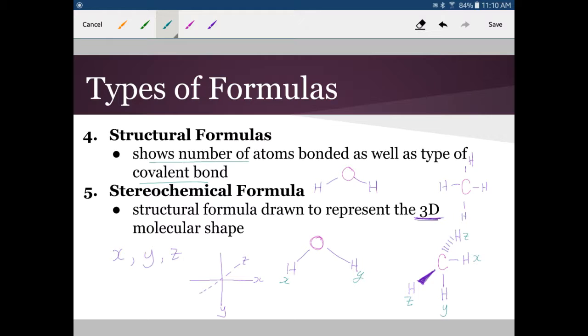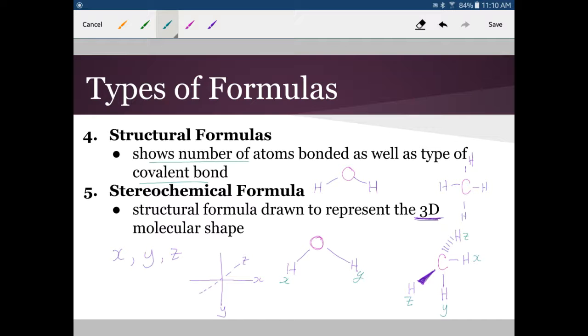Now, because we're drawing a 3-dimensional drawing on a 2-dimensional page, we have to represent that with symbols. Now the dashed line is going away, the pie symbol is coming towards you, so we can represent that in 3 dimensions. Notice how our stereochemical formula is different than our structural formula when we have to draw the 3rd dimension.